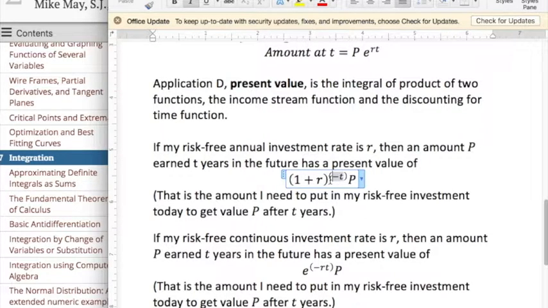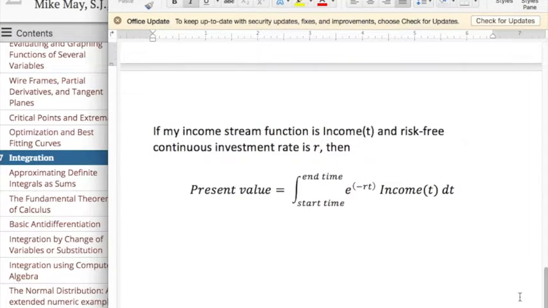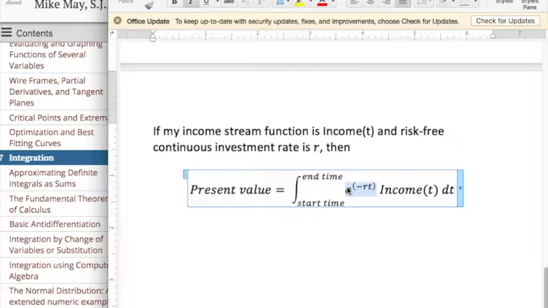If instead of doing it as an annual rate, someone has given me a continuous interest rate, it depends on the sources to which one they'll give me, then I use e to the minus rt. Again, that's the amount I have to put in. If I'm doing an income stream, I've got an income function and my depreciation for how much it's actually worth now as opposed to somewhere in the future, my discounting function, and so I need to multiply the two of them, and the integral will be the present value from the start time to the end time of my discounting value times however much income I'm going to get.